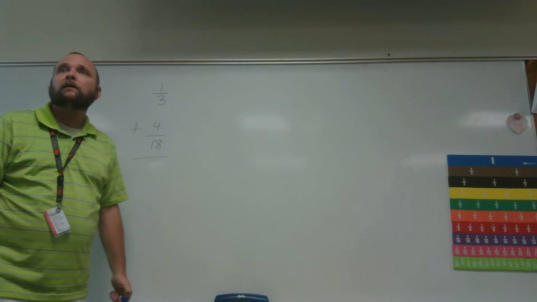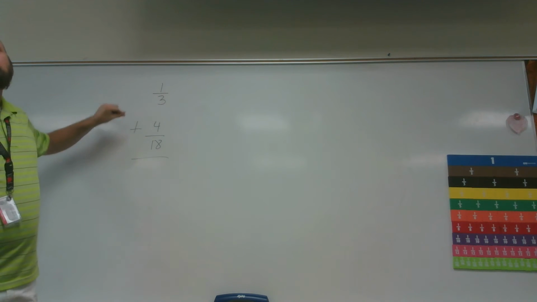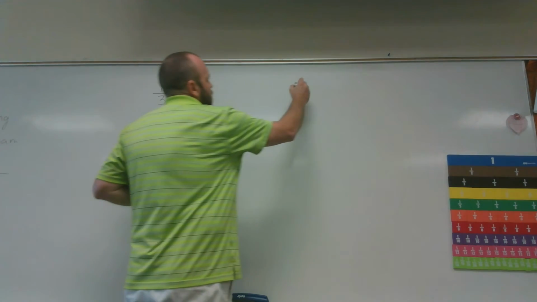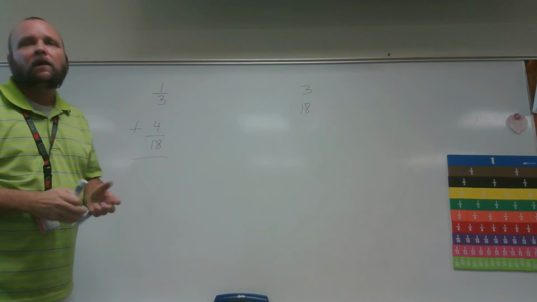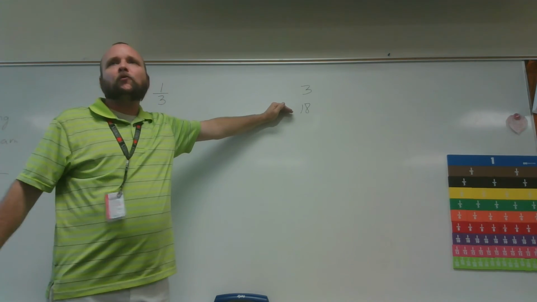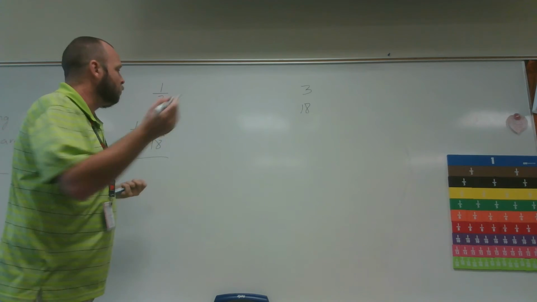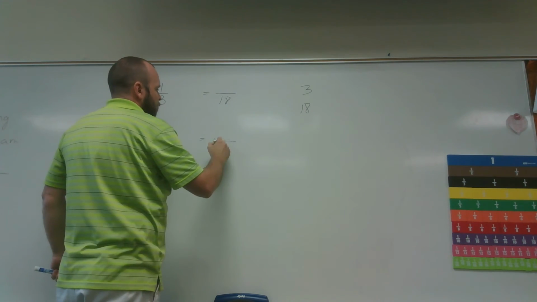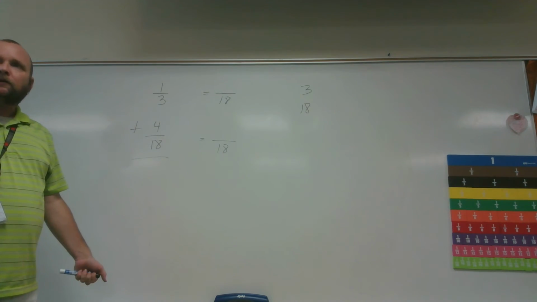All right, you ready? What's my denominator in this fraction? 3. What's my denominator in this fraction? 18. So I'm going to take 3 and 18. Those are my denominators. 3, 6, 9. Is 18 a multiple of 3? Yes. Once I found that 18 is a multiple of 3, then I've got my common denominator.